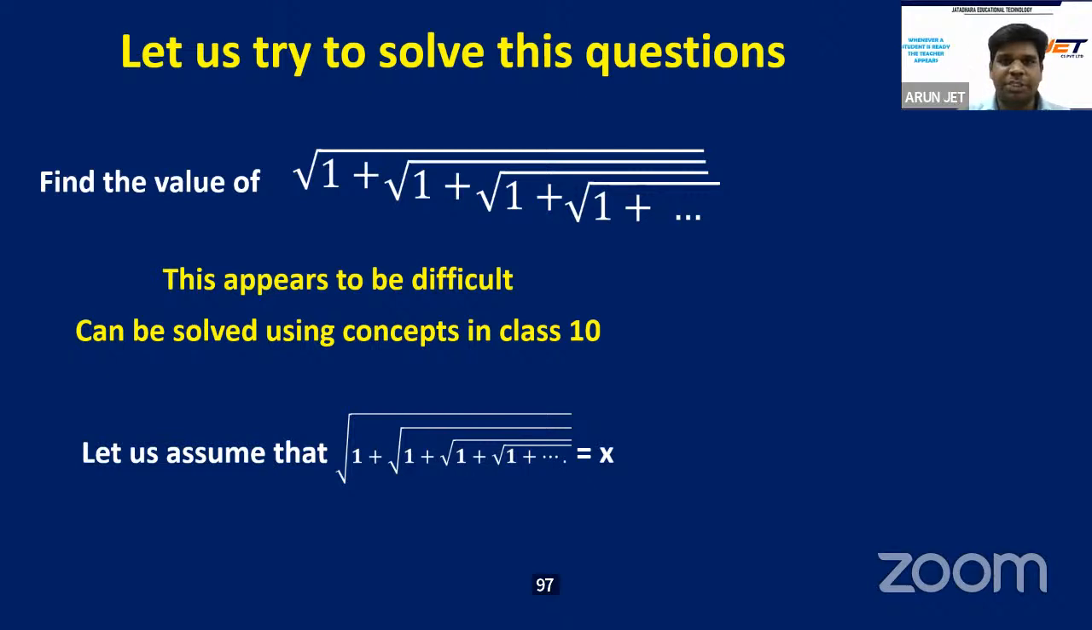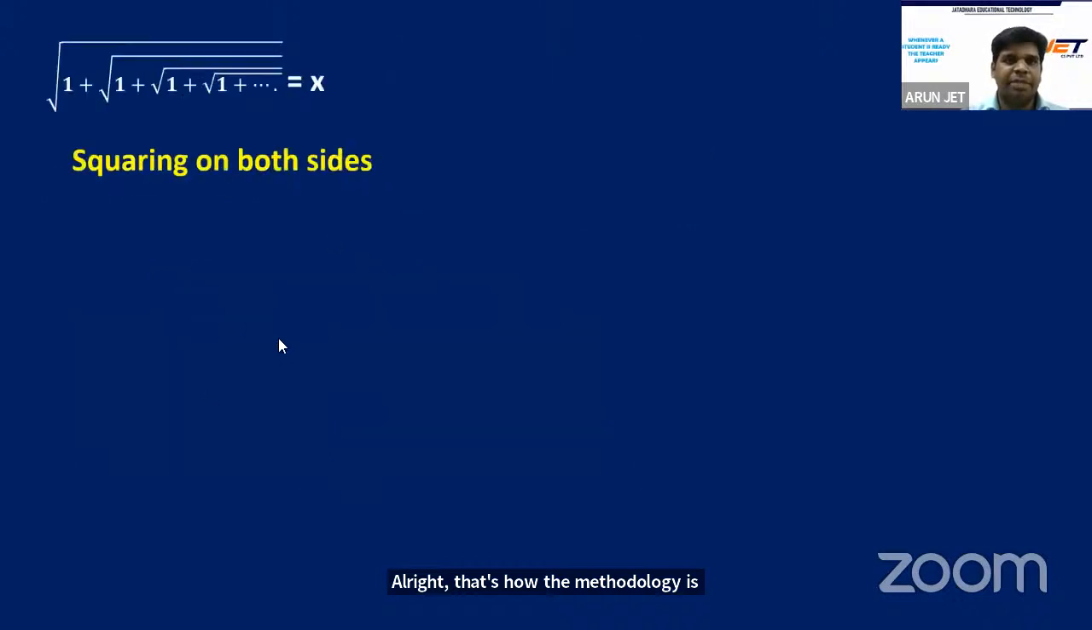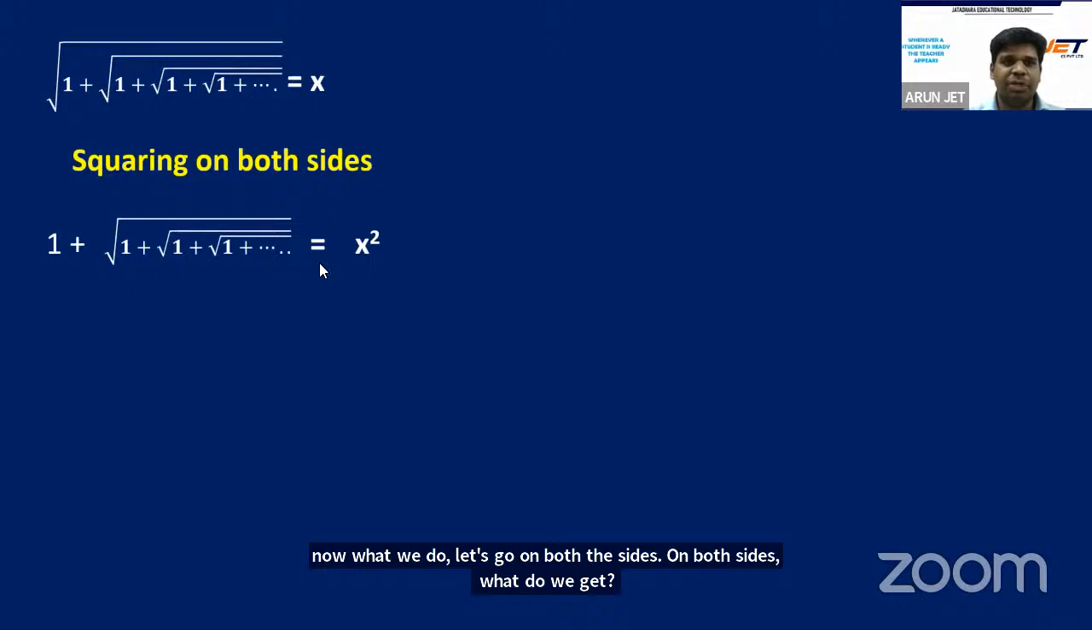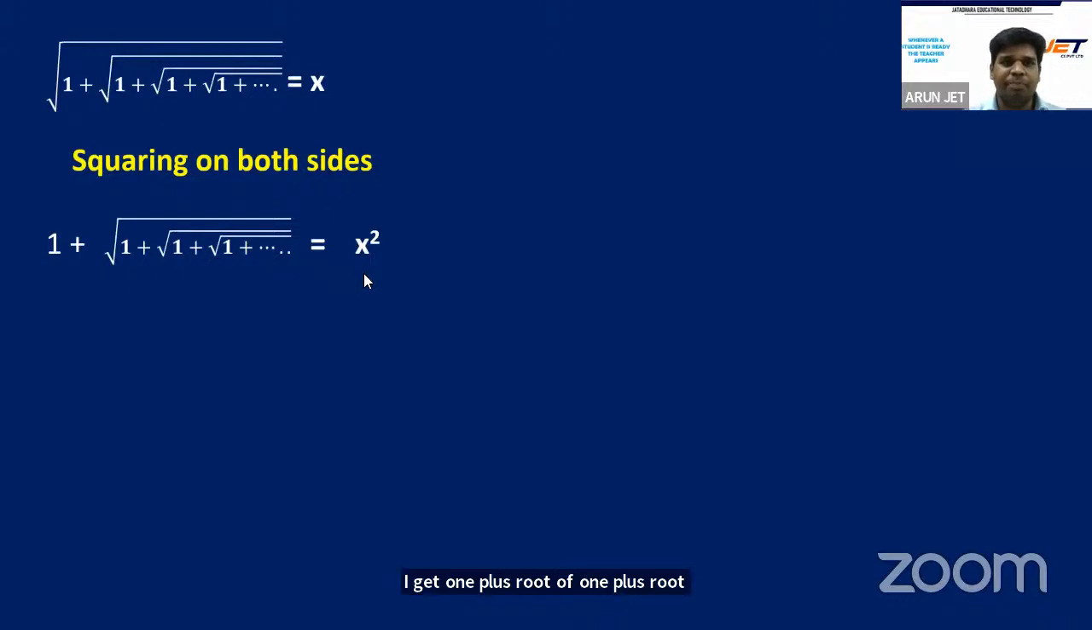All right, that's how the methodology is. Now what we do, let's square on both the sides. On squaring both sides, what do we get? I get 1 plus root of 1 plus root of 1 plus and so on is equal to x square. Yeah, this is very much clear.